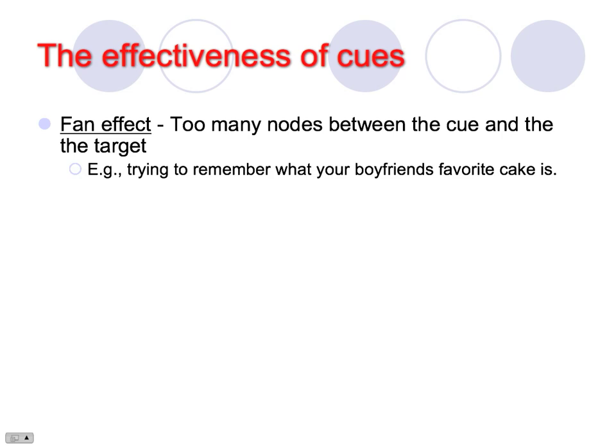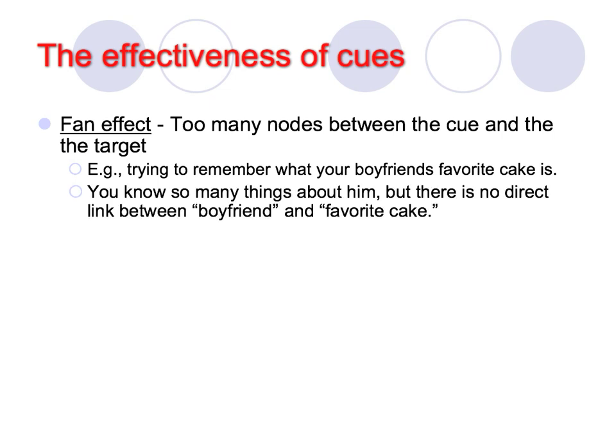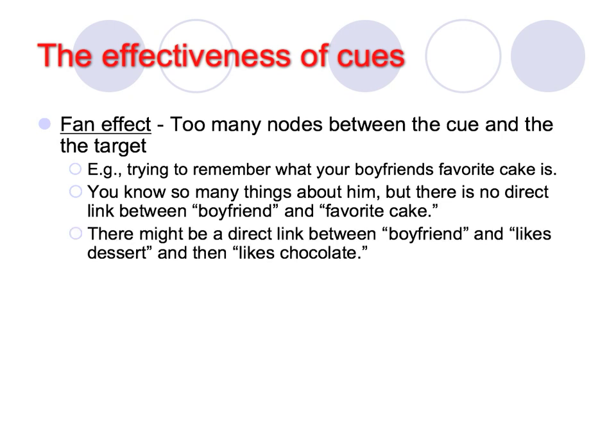imagine trying to remember what your boyfriend or girlfriend's favorite cake is. You know so many things about him, but there is no direct link between boyfriend and cake. Maybe you know everything but the favorite cake. Maybe you were never exposed to that knowledge, or maybe just once. There might be direct links between boyfriend and he likes dessert, so you know he likes dessert, and you know he likes chocolate, so it's a pretty safe assumption he likes chocolate cake.